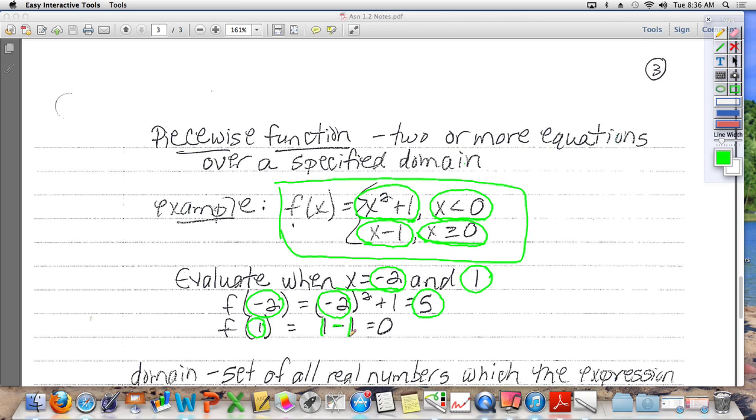Questions? Does that make sense? You just need to be paying careful attention to the notation.